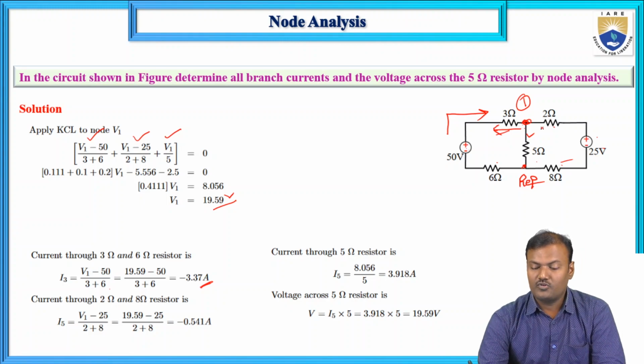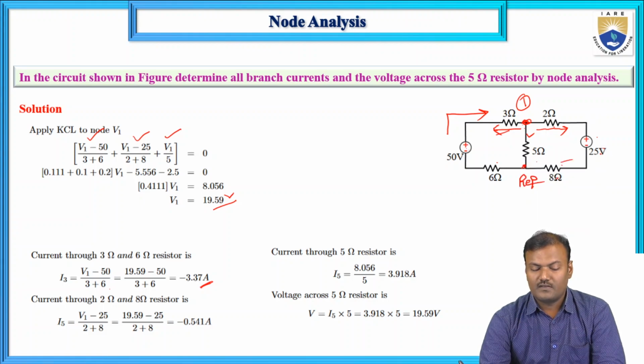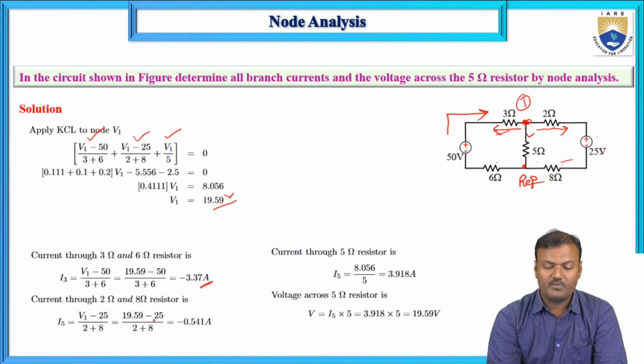And the current flowing through 2 and 8 ohms, the assumed direction is this one. So it is (V1 - 25)/(2 + 8), that is (19.59 - 25)/(2 + 8). Here also we are getting the value of current as minus 0.541 amperes.